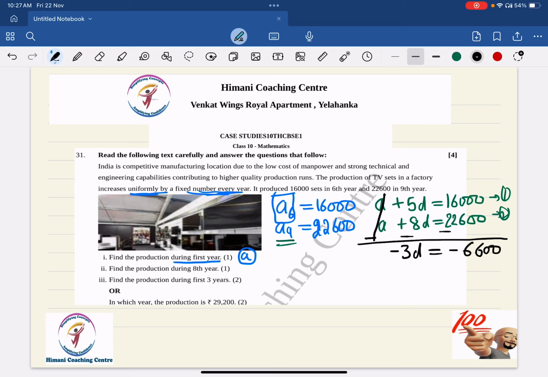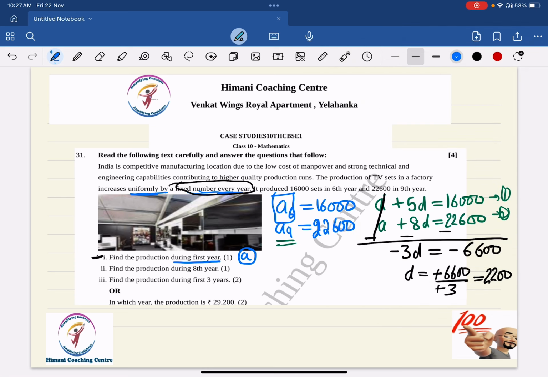So you will get this, and D is minus 6,600 over minus 3, which is 2,200. Basically, the fixed number every year is 2,200. But our question is what? Find the production during the first year. So for that, we need to find A.